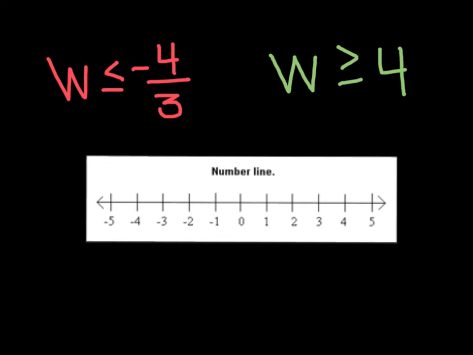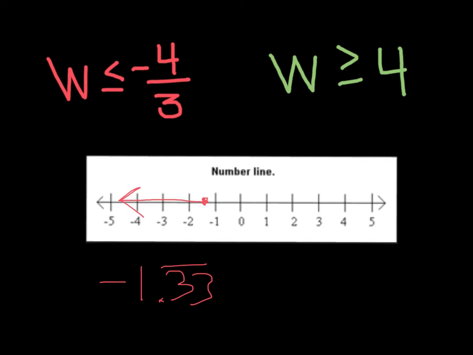Our final step is just to graph the two inequalities. The one on the left is going to be negative 4 over 3. In my calculator, I could tell that that's the same as the decimal negative 1.33. So I'm going to go right around here with a closed circle, and it will be pointing to the left since it's a less than sign.